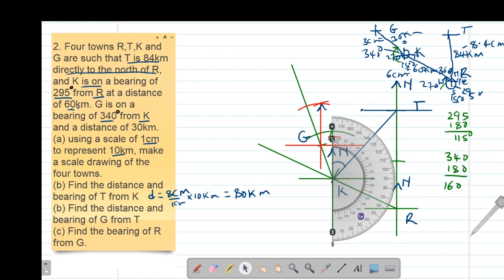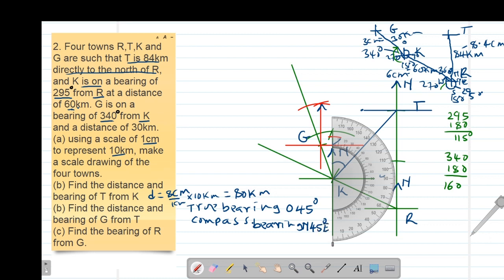So from the north of this, T from K. So from K, from the north, the angle is 45 degrees. That means its true bearing, I'm going to record it as 045 degrees. Then the compass bearing will be north 45 degrees east. So that is the compass bearing and the distance.